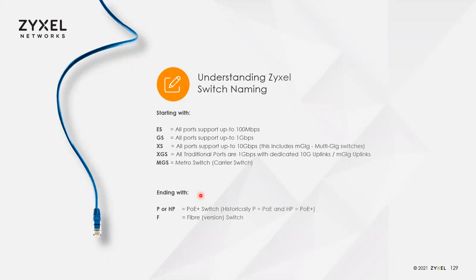We don't really offer those here in North America, but it is something you may run across on our global site. And then we'll have a suffix on the end of our switches. So if the switch name ends in P or HP, it's telling you it provides PoE. Most of our switches these days are HP, which tells you that we can either provide 30 watts per port or 60 watts per port. And then if it ends in F, it's telling you that all of the ports on the switch are fiber ports. So if you're looking for a fiber switch, you're looking for a switch that ends in F.